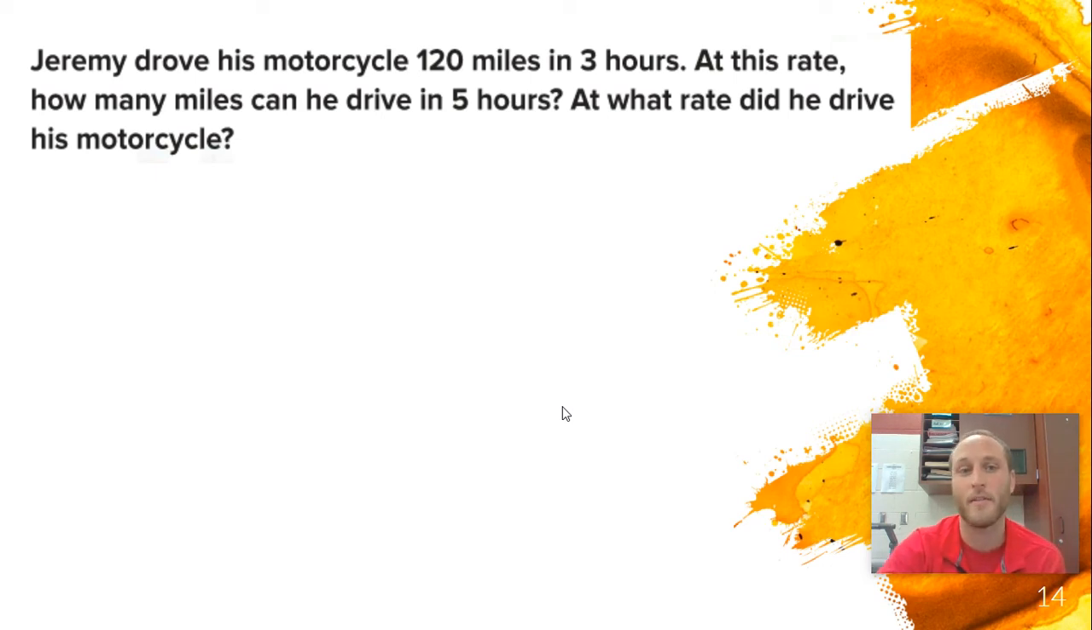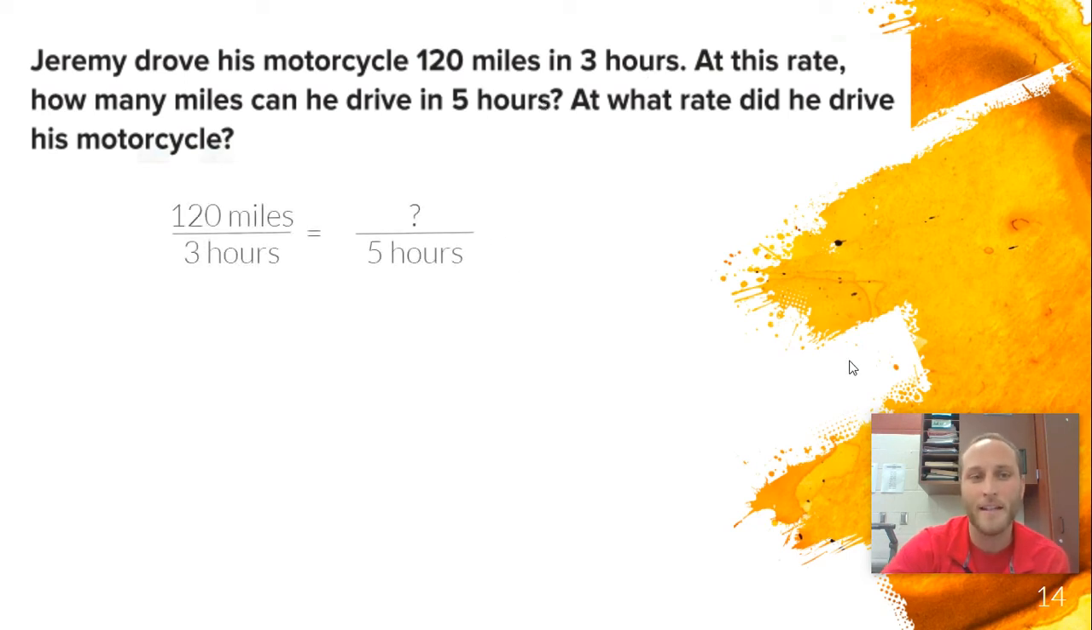It says at what rate did he drive his motorcycle? So we want to figure out how much he can drive in 5 hours if his rate is 120 over 3. So if I set up the situation like this, 120 miles over 3 hours is what I'm given. I want to figure out how much out of 5 hours, right? Well, I tell you to look for patterns, but I can't really get from 3 to 5 very easily, right?